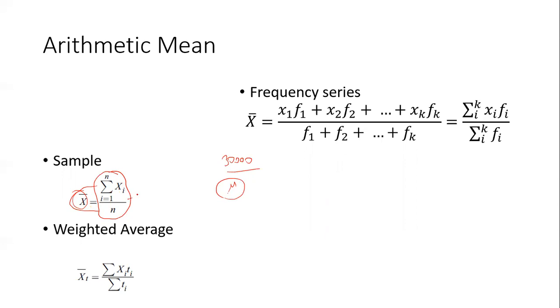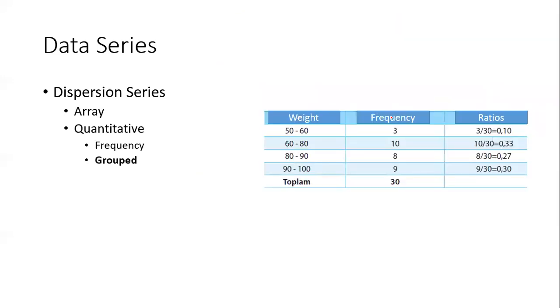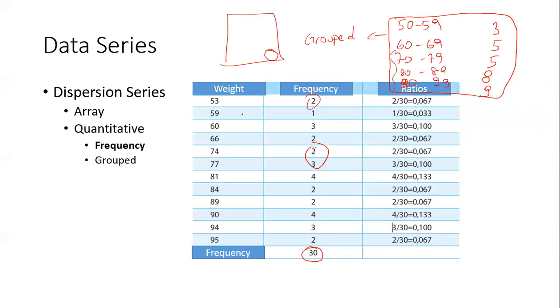So this is the mean calculated when you have the data as a dispersion series. Just go back and look at here. You can find the average of this data. Just sum all of them and divide it by 30. But for example, how about this? How do you find the average of this data?